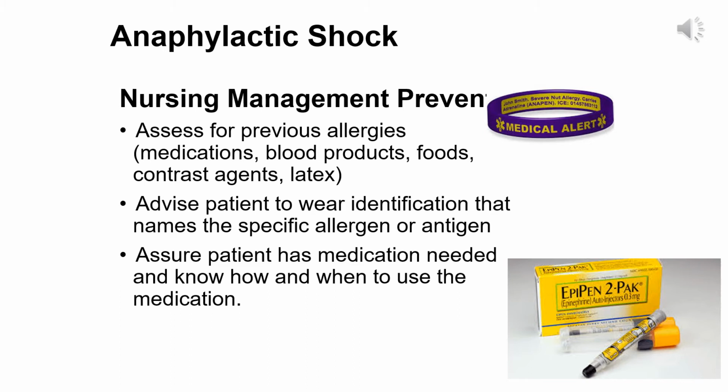Assure that the patient has the medication and knows how to use it. The medication we're talking about is epinephrine. They need to have an EpiPen. The EpiPen is very important for them to be able to have readily available. This is something that they keep on them at all times and need to have instructions so that they know how to use it and how important it is to use it quickly. If the person is going to have to self-administer the epinephrine, it has to be done quickly before they lose consciousness.